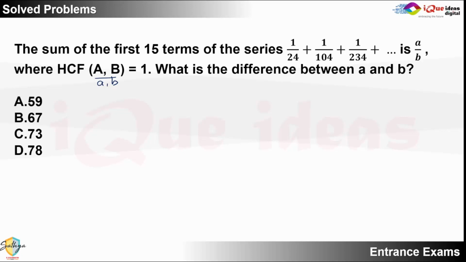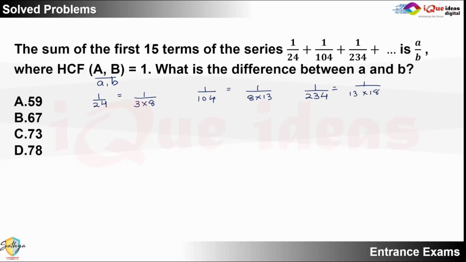Let us first try to identify what exactly is the series. I can write 1 upon 24 as 1 upon 3 into 8. Now, why do I write it as 3 into 8 and not something else? Because the two numbers are co-primes to each other. I could write 1 upon 104 as 1 upon 8 into 13. I could write 1 upon 234 as 1 upon 13 into 18 and so on.